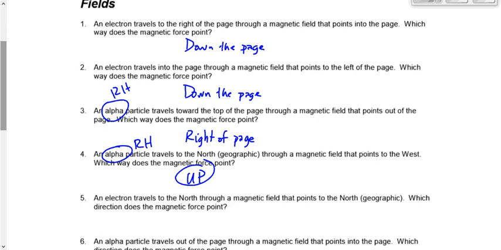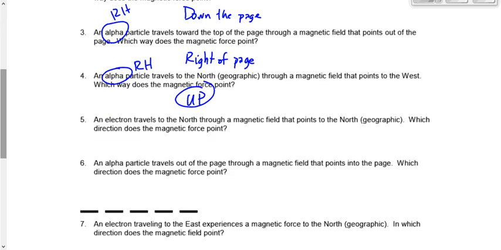An electron travels north through a magnetic field that travels north. Which way is the force, Zach? There is no force. Yeah, if the particle's going parallel to the field, there is no force, right? 6 is the same thing. An alpha particle travels out of the page. Magnetic field is into the page. They're parallel as well, 180 degrees to each other. The magnetic force is 0 in that case as well.